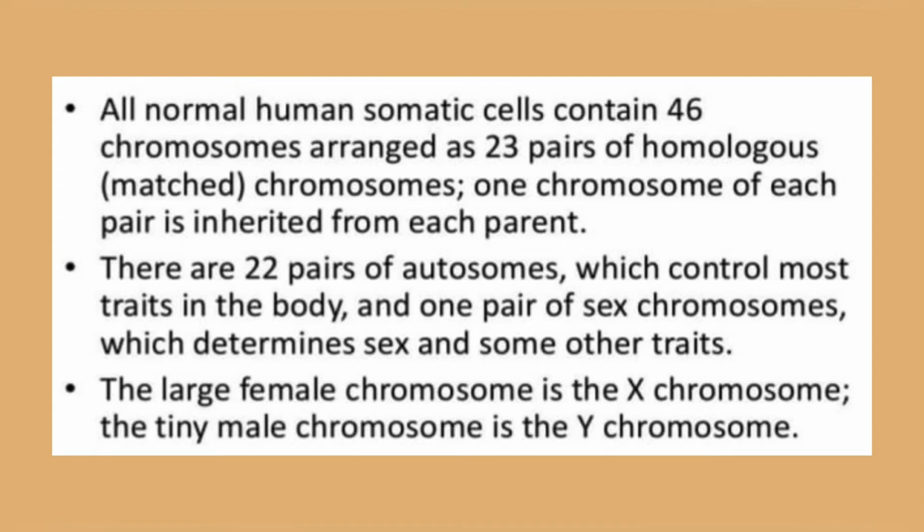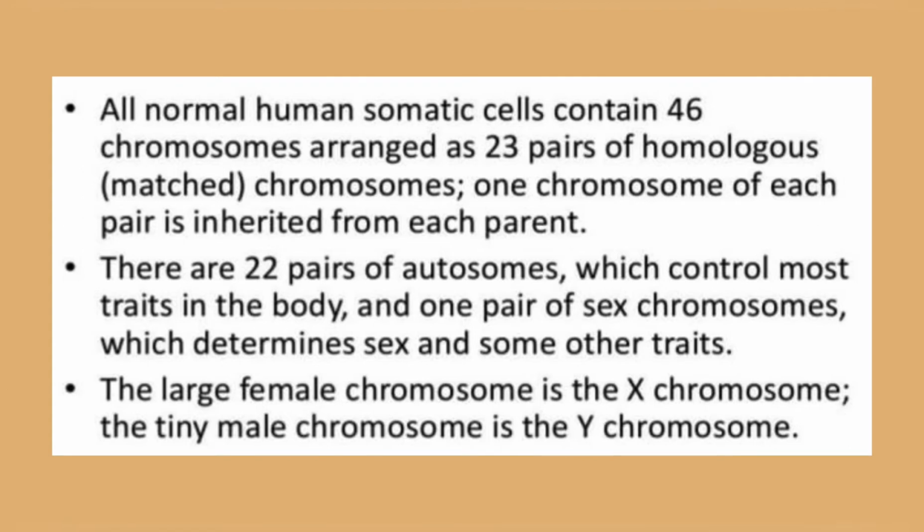One chromosome of each pair is inherited from each parent. There are 22 pairs of autosomes, which control most traits in the body, and one pair of sex chromosomes, which determine sex and some other traits. The last point is, the large female chromosome is the X chromosome, the tiny male chromosome is the Y chromosome.